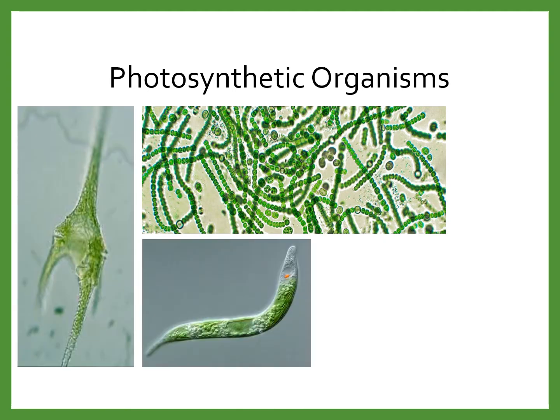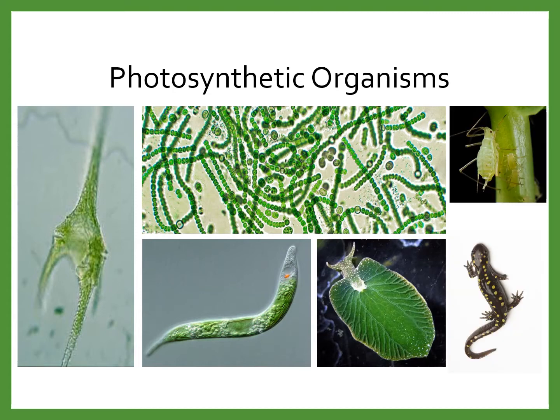We also have protists like this dinoflagellate and euglena, which have chloroplasts within them so that they can also carry out photosynthesis. And then, finally, we have some animals that have symbiotic relationships with different photosynthetic organisms so that they can get that glucose directly. For example, the aphid and the salamander. The sea slug at the bottom is really interesting because it appears to have adopted the genes from photosynthetic organisms and incorporated it into its own genome. So they actually do carry out photosynthesis within their own cells.